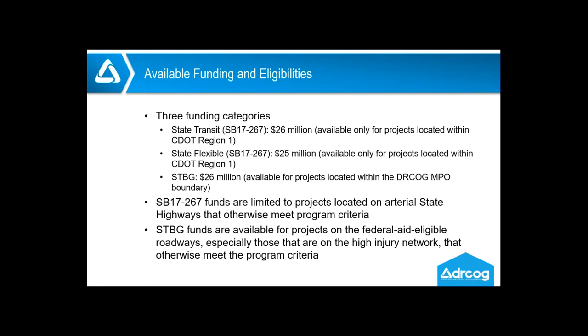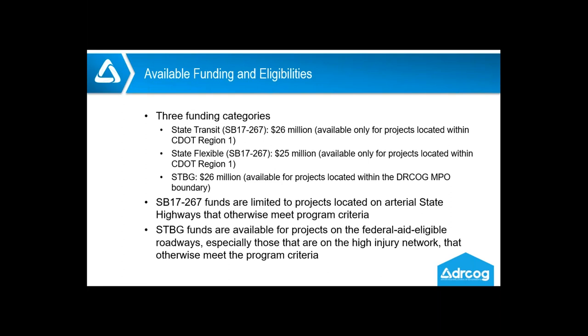There are three funding categories available for this program. As I mentioned, the Senate Bill 267 funds, plus the Surface Transportation Block Grant funds available. The first two, the Senate Bill 267 funds, are available only for projects located within CDOT Region 1, part of DRCOG. The STBG funds, that $26 million, will be available for projects located within the DRCOG MPO boundary. The Senate Bill 267 funds are limited to projects located on arterial state highways that otherwise meet the program criteria. The Surface Transportation Block Grant funds, those federal funds, are available for projects on federal aid eligible roadways, especially those on the high injury network that also otherwise meet the program criteria. By way of reminder, federal aid eligible roadways are anything classified as a collector or above within the MPO boundary.